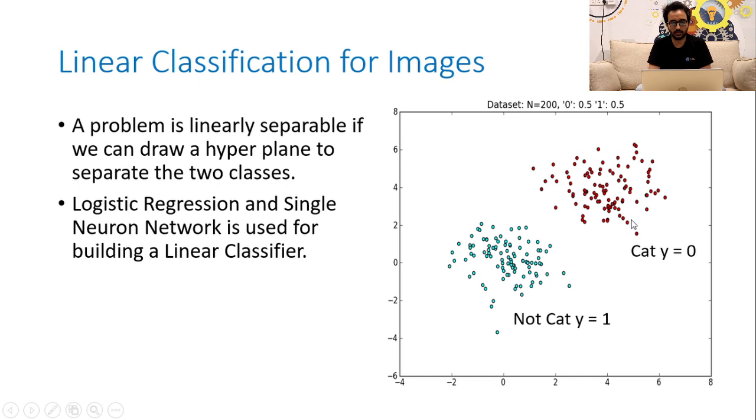So when we plot training data of cat and not cat images, we find that all the cat images form a kind of cluster which is represented by red dots, and not cat images form a blue color cluster. Our objective is to find a hyperplane which can differentiate cats and not cats.